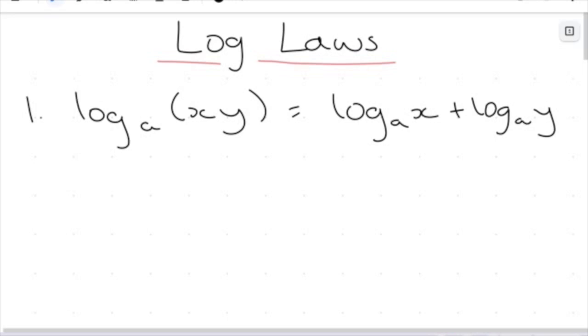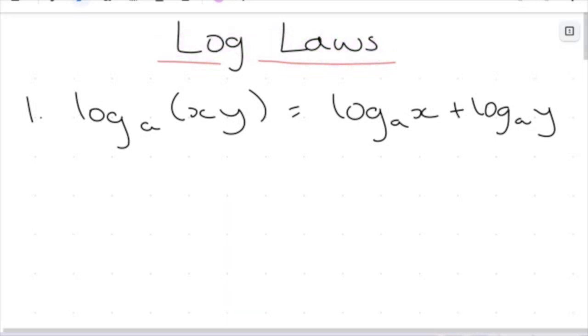We've introduced logs in the last few videos and looked at how they relate to exponentials, and we've also done a little bit of practice with sketching some of these log graphs. What we're going to do now is establish a few what we call log laws.